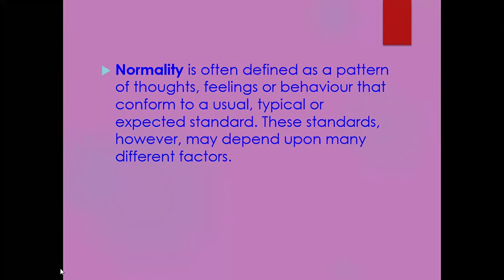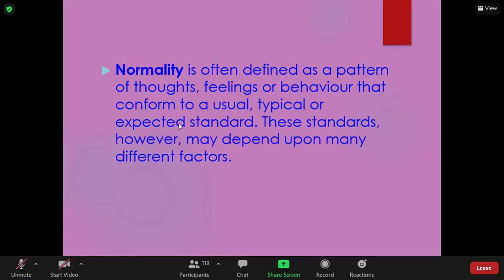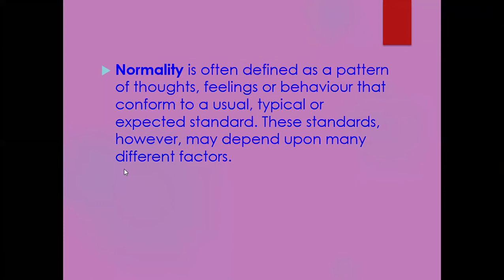Normality is often defined as a pattern of thought, feelings, or behavior that conform to a usual, typical, or expected standard. So these are norms of society. Before, we have norms to follow. Going against the norms, it becomes abnormal. But the normal for us is the norms of the society.